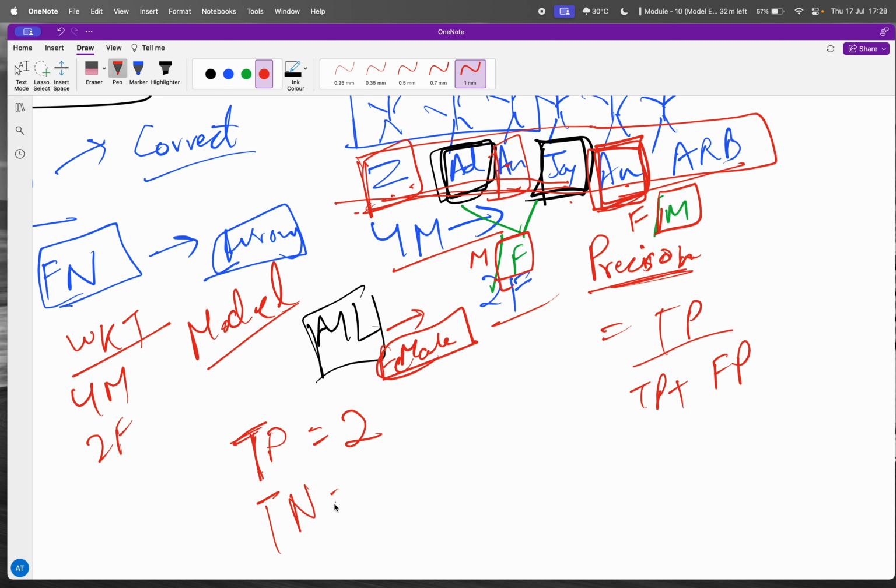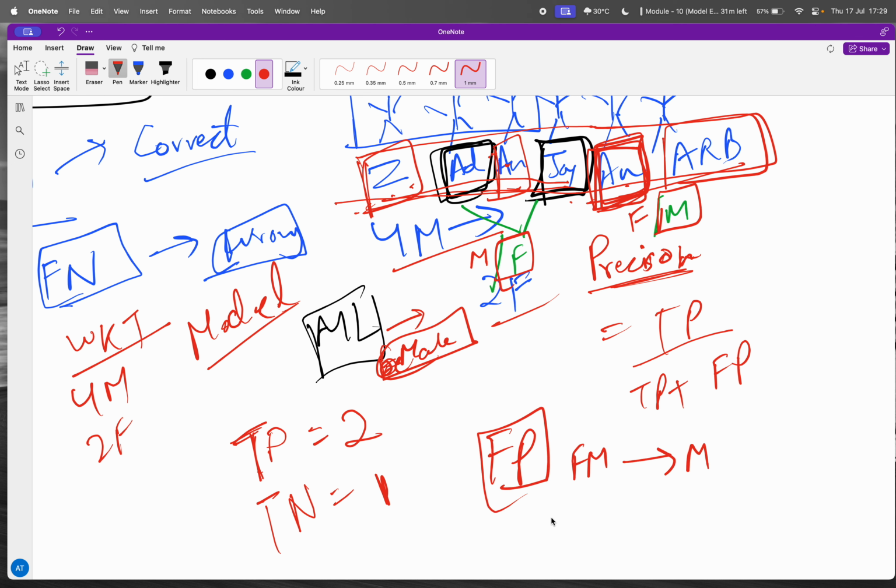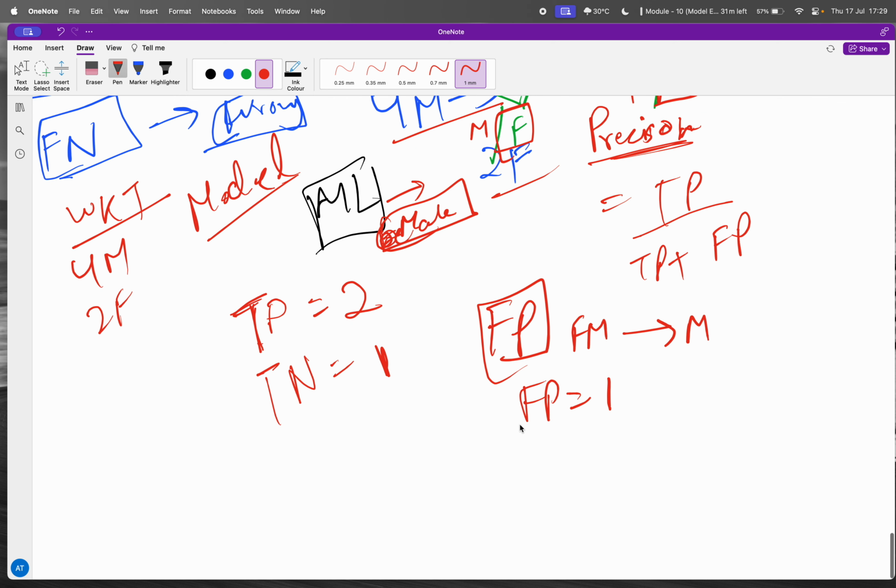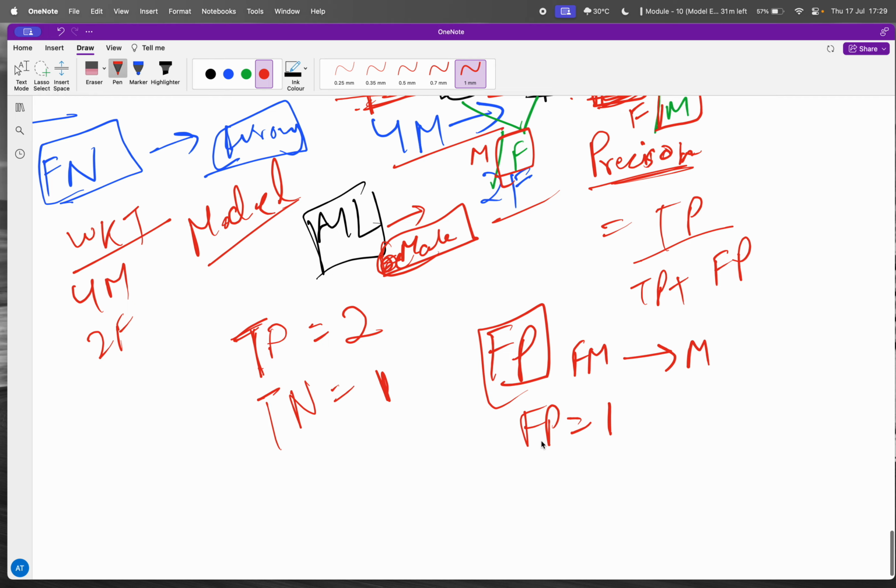Let's talk about true negative. What is true negative? Actually they were not male. If they are not male, they are female. So these two are not male. And how many is it predicted? One. Now we'll talk about false positive. False positive means they were actually female, but the model told them as male. How many are there? One. So false positive is one. Right. Now we will talk about true negative.